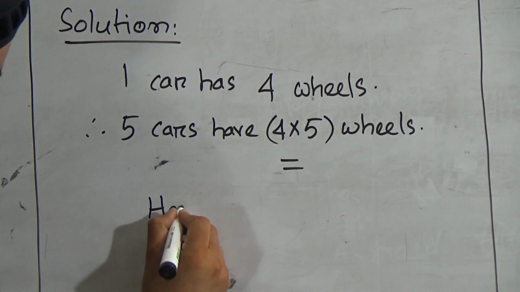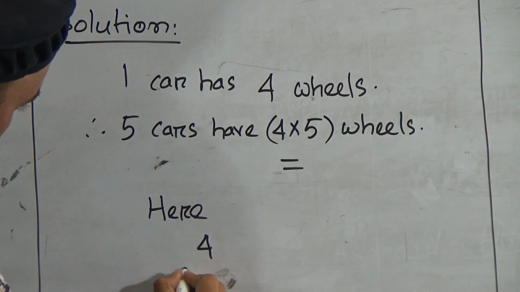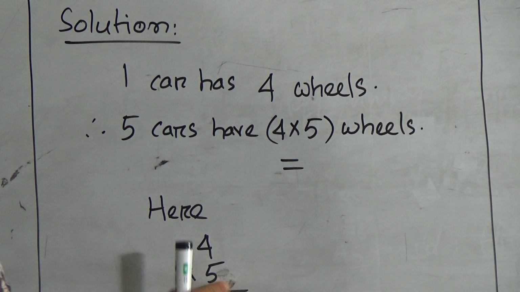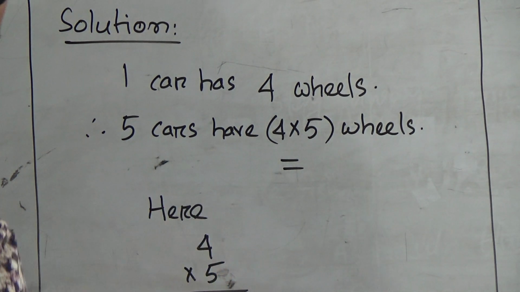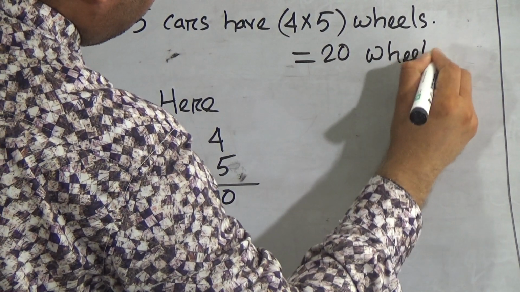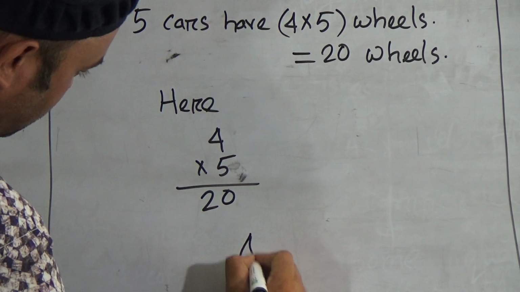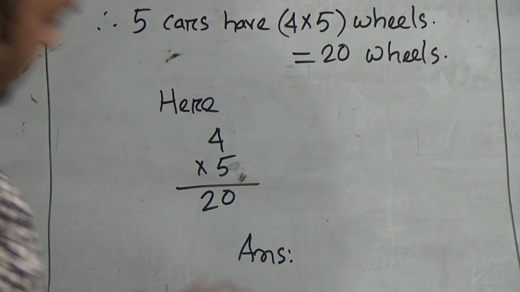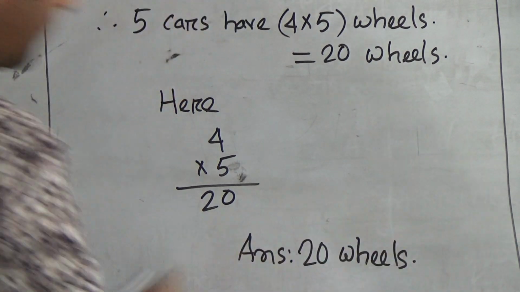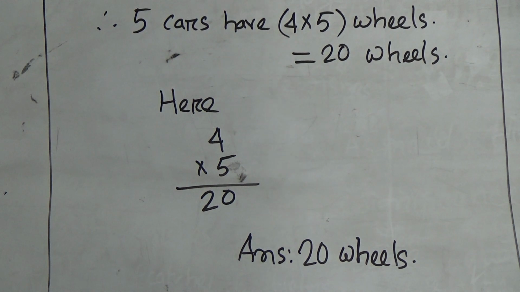Here, 4 multiplied by 5. Again you have to memorize the times table of 5. You know that 5 ones are 5, 5 twos are 10, 5 threes are 15, 5 fours are 20. So 5 cars have 20 wheels. So the answer is 20 wheels. My dear students, hope you understood the word problems of page number 49.